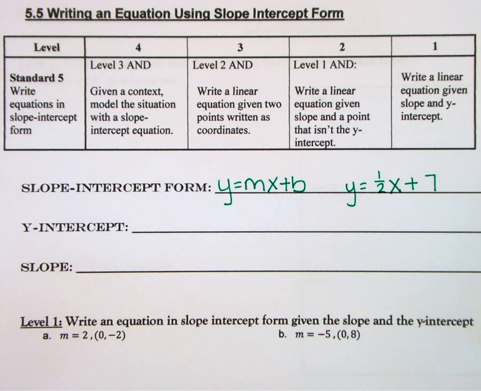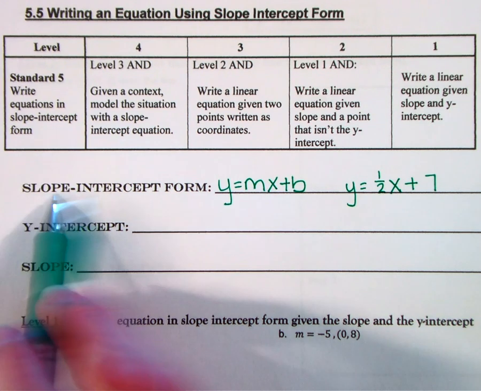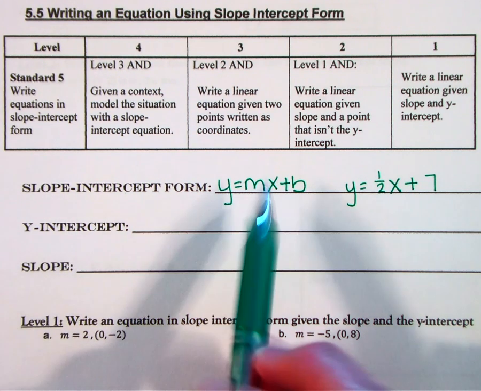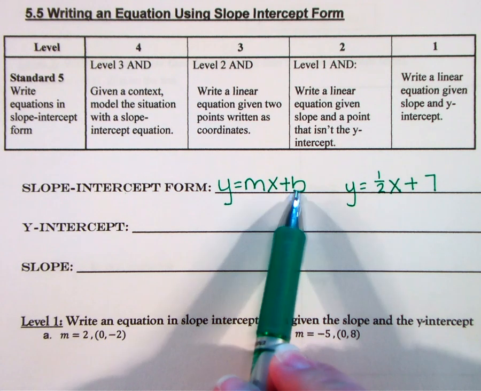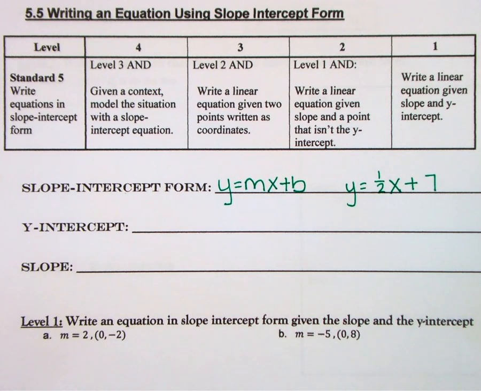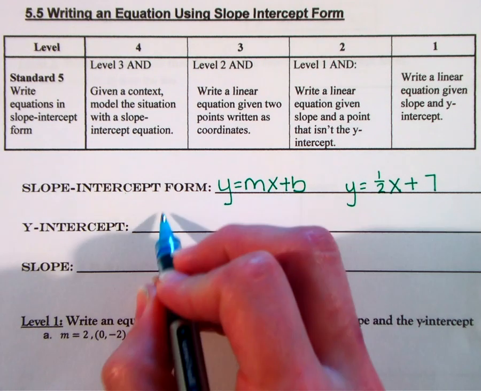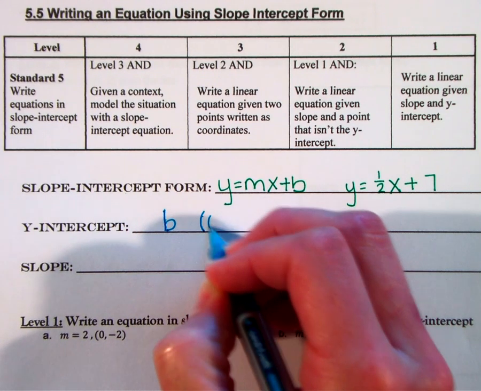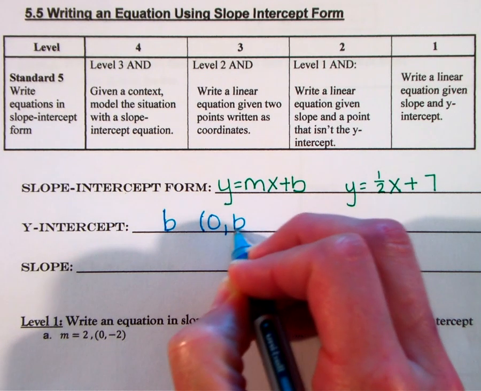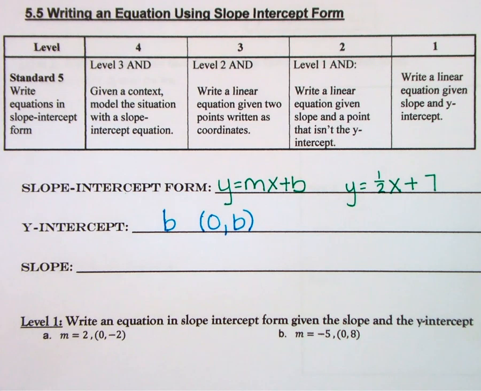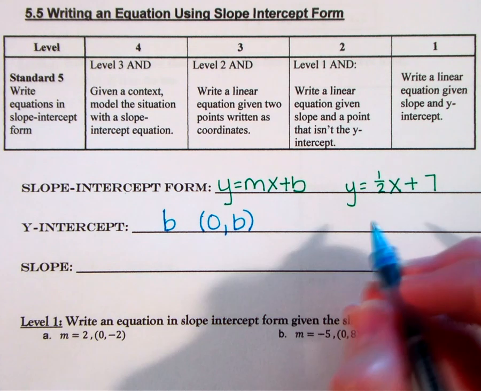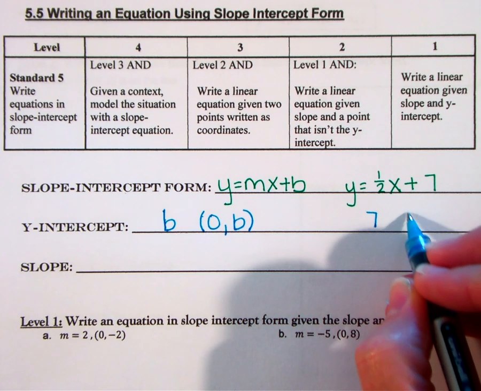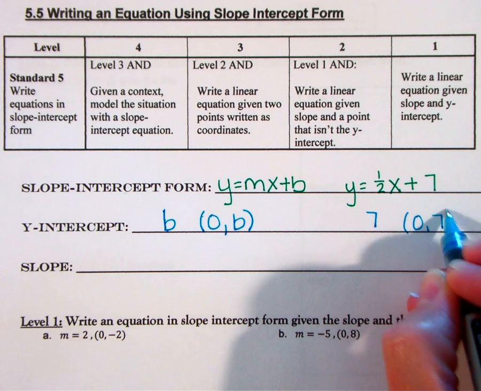Okay, so in the slope-intercept form, it's called slope-intercept form because you can see the intercept and you can see the slope. So which part of this is the intercept, the m or the b? The intercept is actually the b. And sometimes you're going to get it as 0, comma, b. So over here in this example, 7 is our y-intercept, or you could write it as 0, comma, 7.